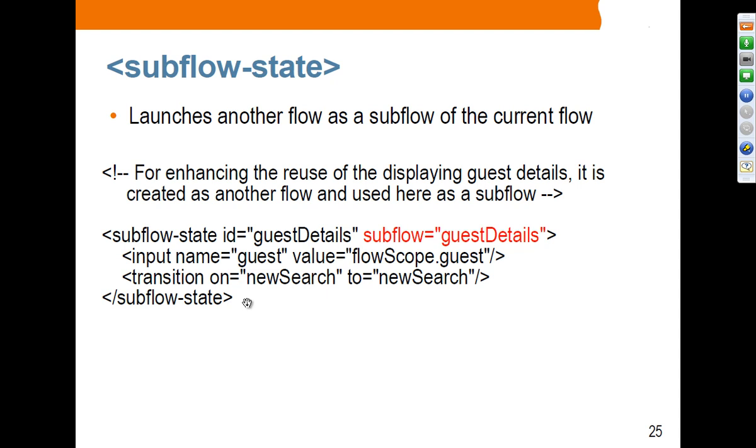Now this is a way that we can provide some input to the guest details. Here we have guest input, and the value is flowScope.guest. This is the input name that can be used inside this guest details subflow, and the value is coming from the guest, which is a key in the flow scope. This flowScope guest probably has been saved somewhere else before, and once that is done, it will transition to the new search.